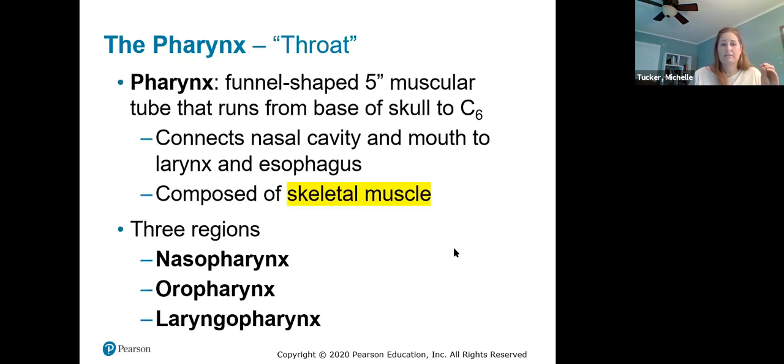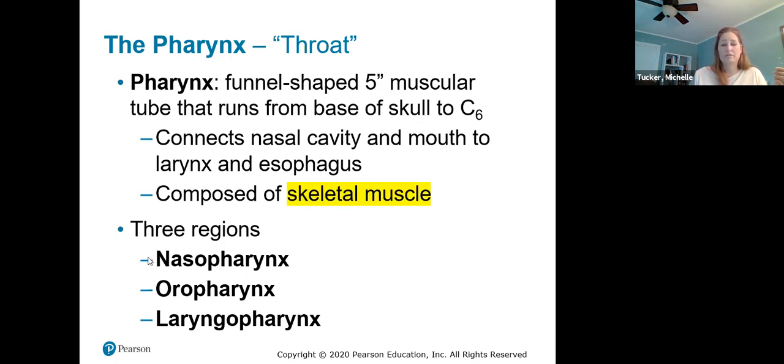Pharynx is the last structure of the upper respiratory tract. It's about 5 inches. It's a muscular tube made up of skeletal muscle. It runs from the base of the skull to around C6. There are 3 regions: nasopharynx, oropharynx, laryngopharynx.